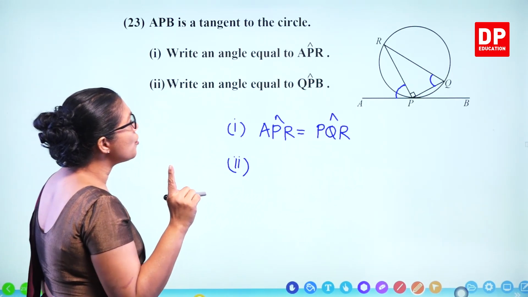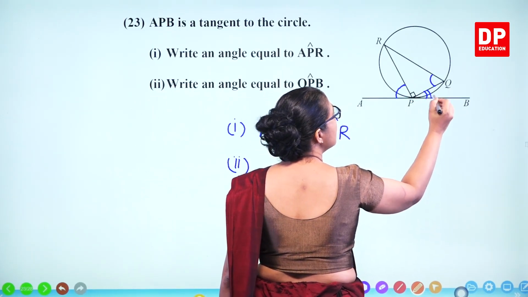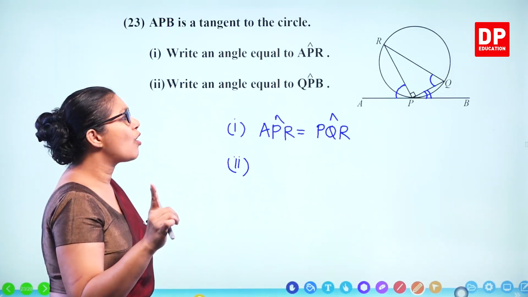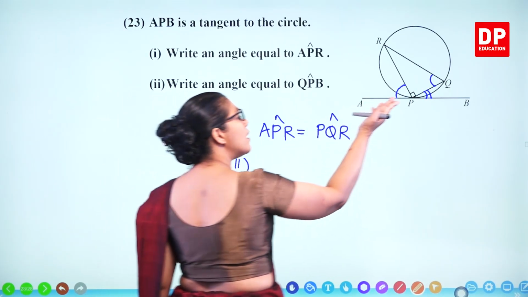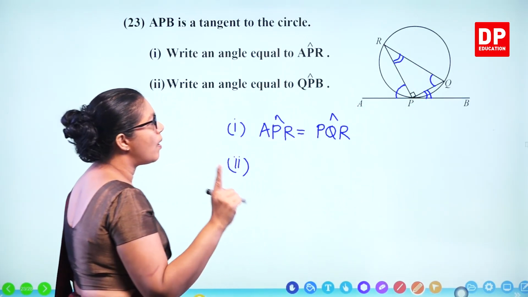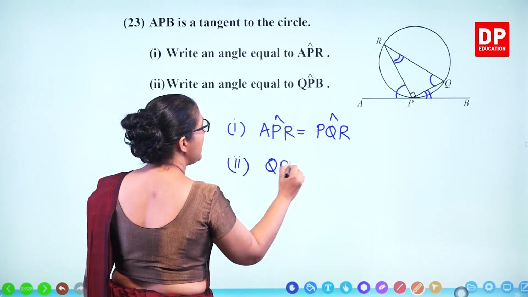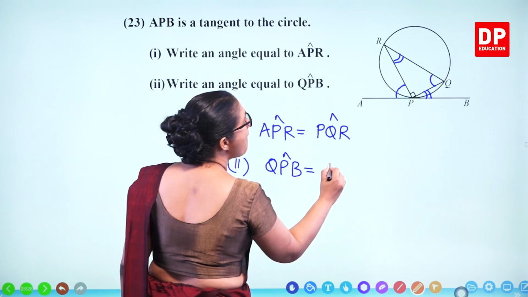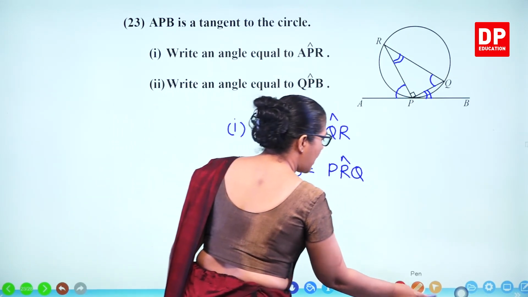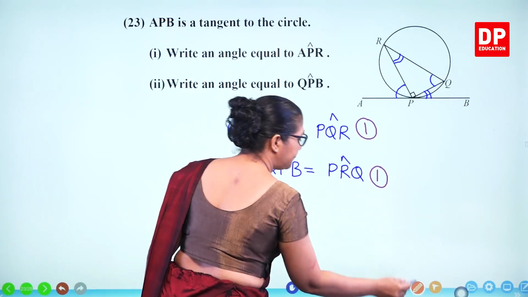Then what about the other one? Write an angle equal to QPB. QPB is this angle. Again, this is the tangent and PQ is a chord. The angle between the chord and the tangent is equal to the opposite interior angle. So this one, that's also the alternate segment theorem. So QPB is equal to PRQ. So you get 2 marks, 1 mark here, 1 mark here.